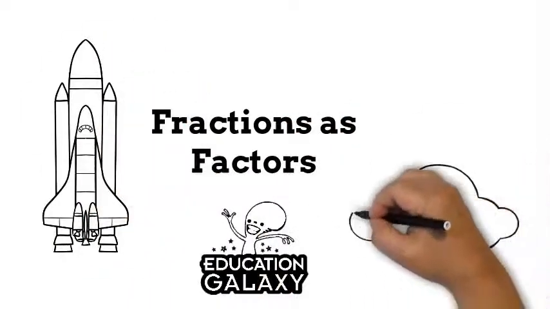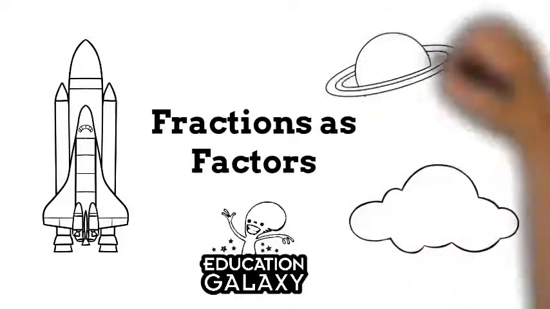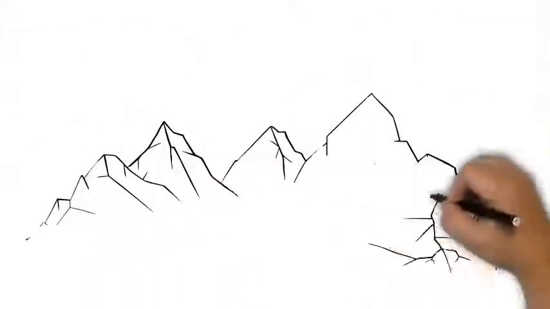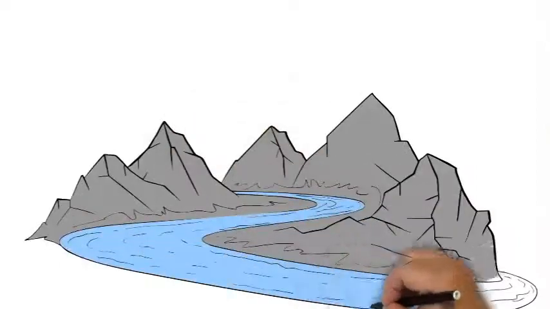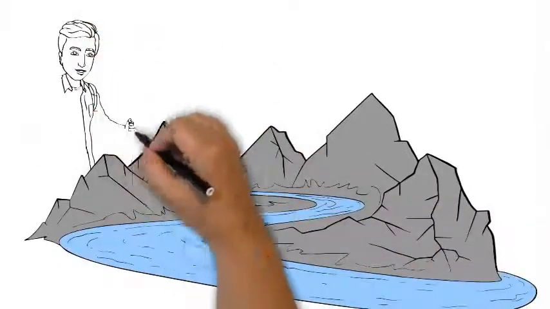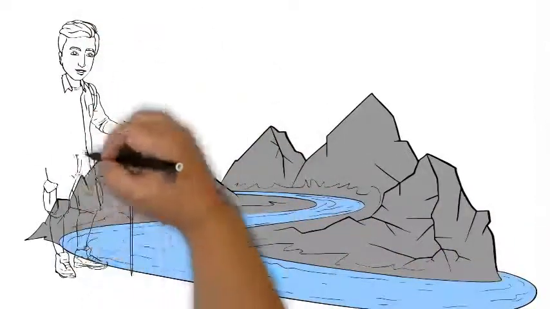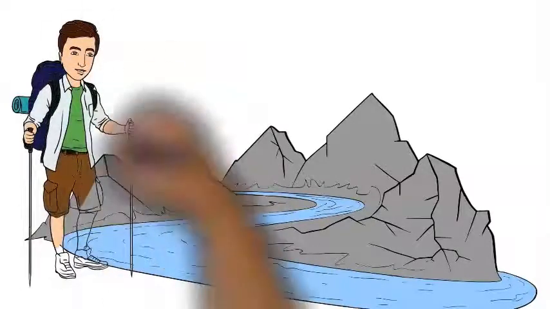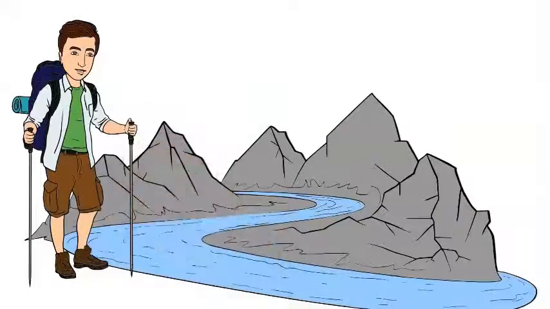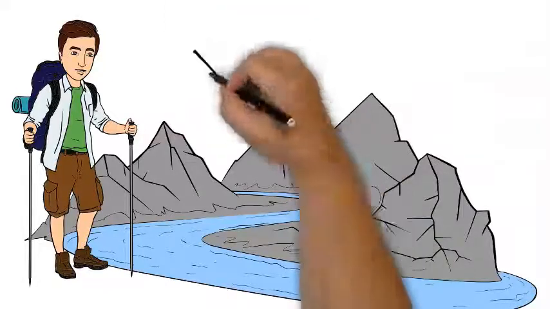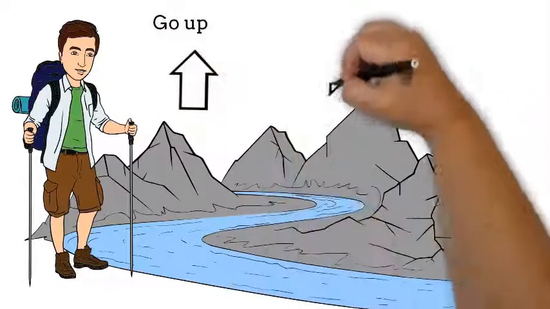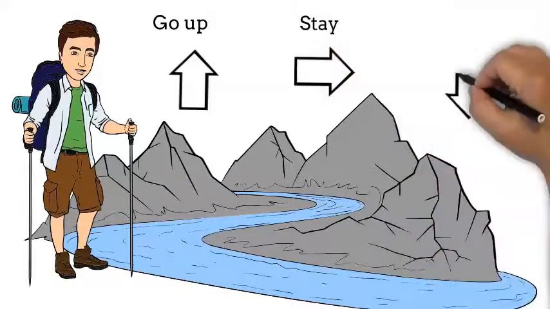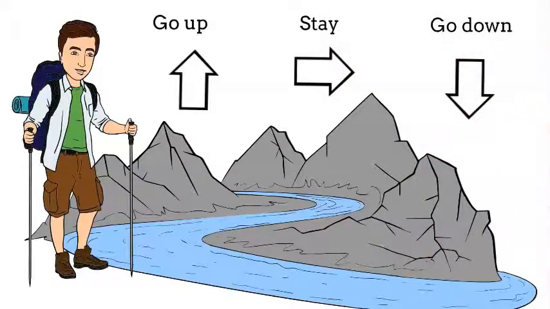They're fractions, they're factors. Would they just make up their minds? Seems confusing, so let's simplify it. Let's imagine we're going on a hike through the beautiful mountains. We have our walking stick, our hiking backpack, bug spray, all the good stuff. While on our hike, we have three options on how to approach a mountain. We could go up, we could stay at the same level, or go down.